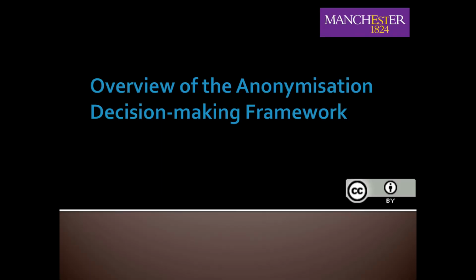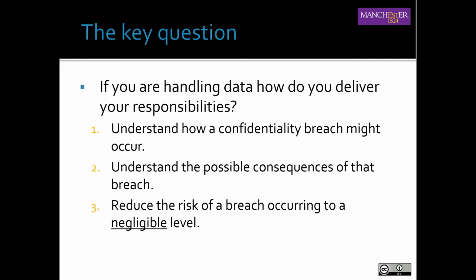Now I'm going to take you on to the anonymisation decision-making framework, which is a process for delivering functional anonymisation. The key question is, if you're handling data, how do you deliver your responsibilities? Firstly, you need to understand precisely how a confidentiality breach might occur, understand the possible consequences of that breach, and then reduce the risk of the breach occurring to a negligible level.